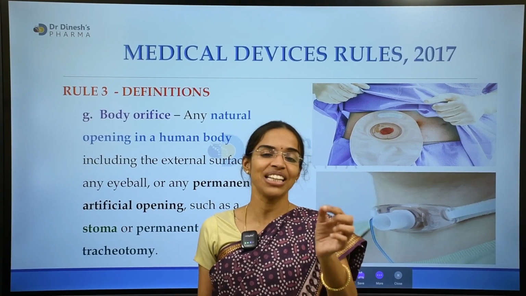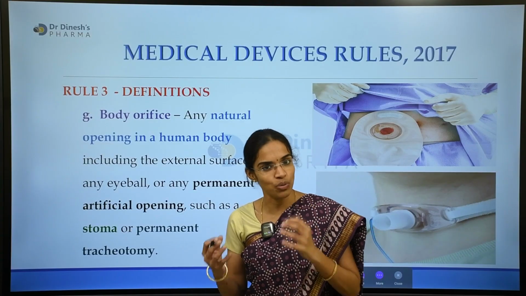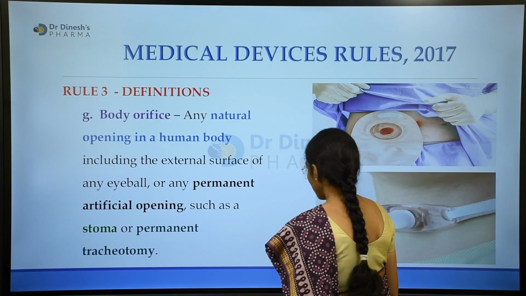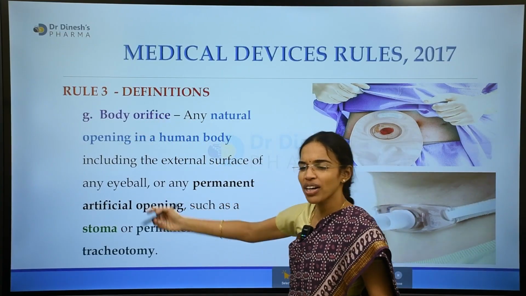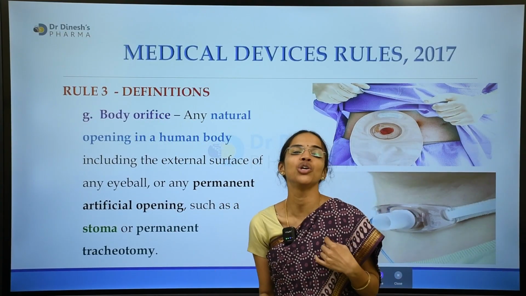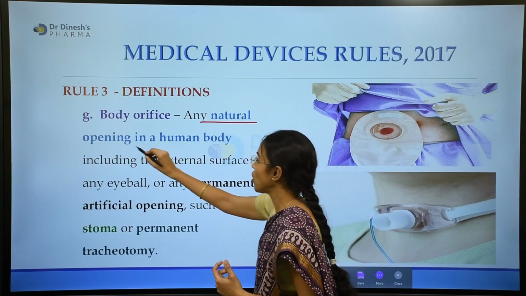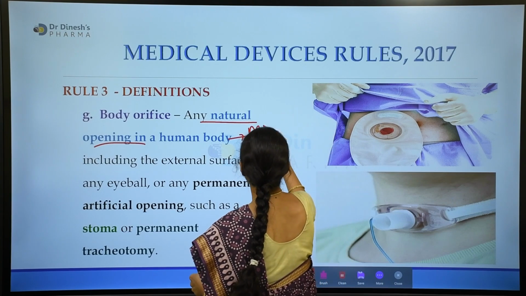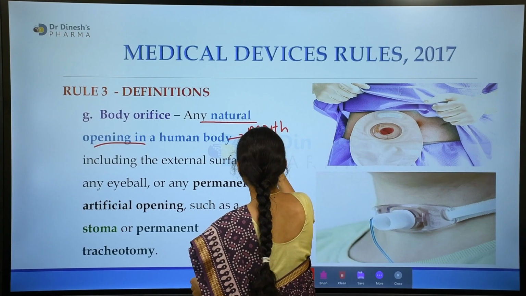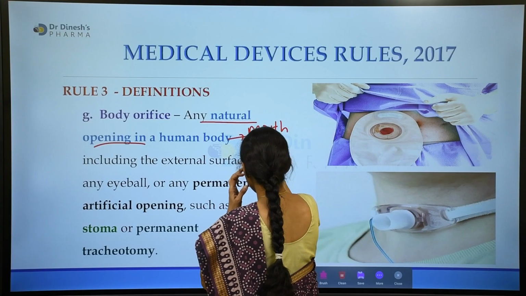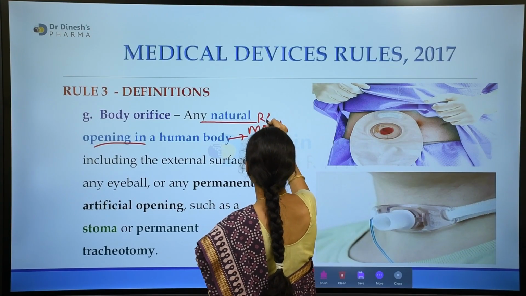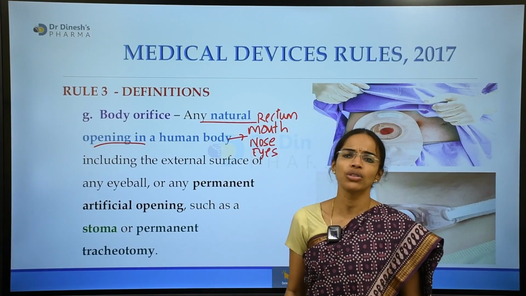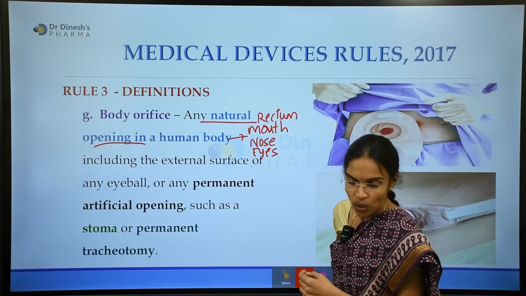Of course it is related to medical devices. This body orifice is very much related to medical devices. We will see how. What does a body orifice mean? Any natural opening in the human body, like the mouth, nose, eyes, rectum. Natural openings of the human body. Just now we were discussing mouth, nose, eyes, rectum. Okay, ears.